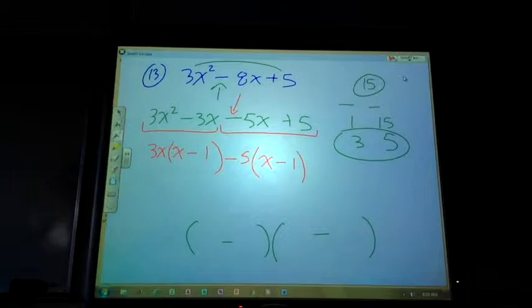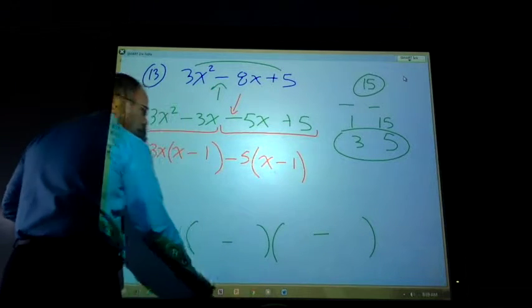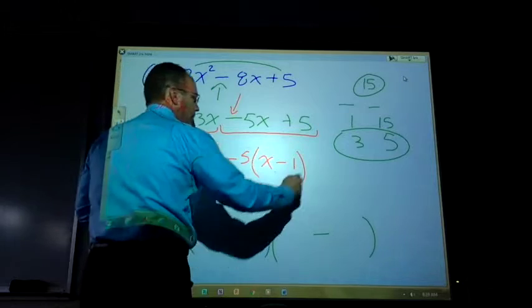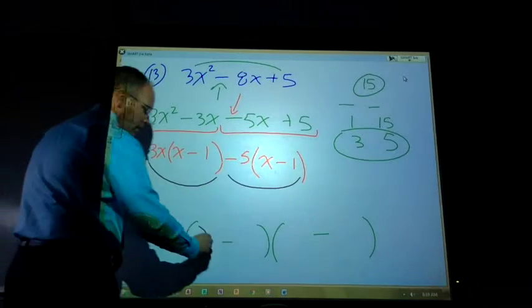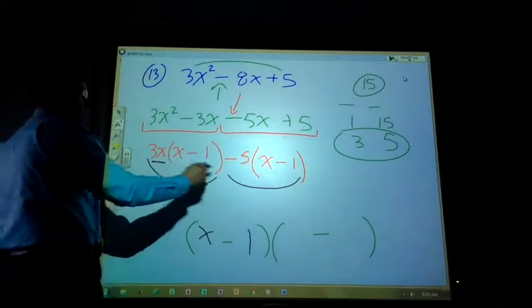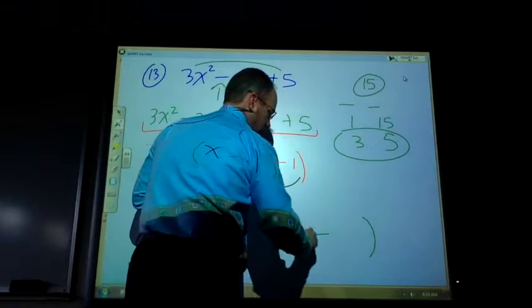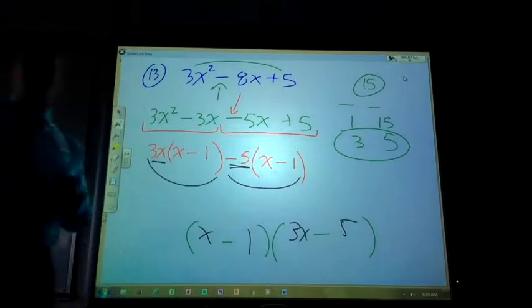Okay? So the blue is 3 terms, the green is 4 terms, the red is now how many terms? 2. Okay? What do I have in common between these? X minus 1. What do I have left? 3x minus 5. It's factored.